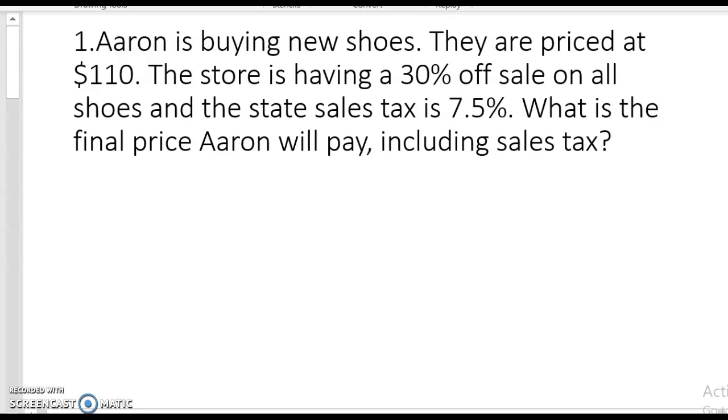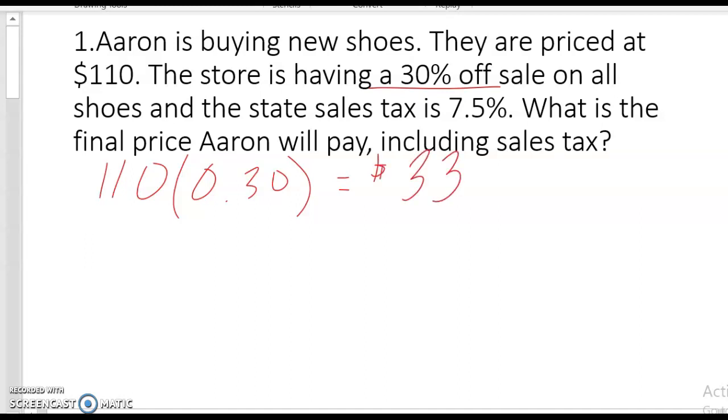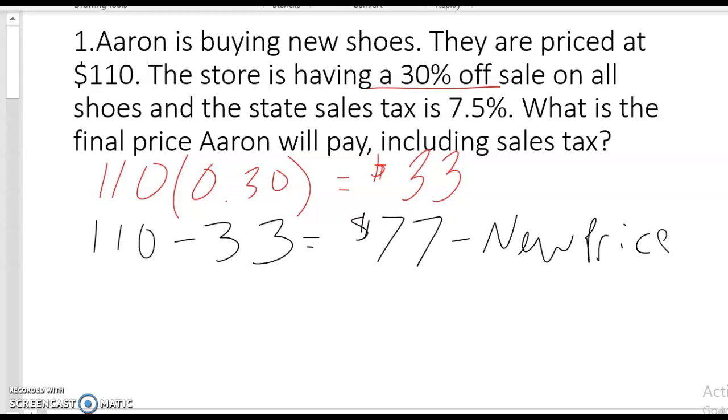Okay, so first things first, we've got to figure out the discount amount, because we know there is a sale. So we're going to find 30% of the $110. If I take the original price of the item and multiply by the discount amount, this is going to give me the amount of discount. So I'm getting $33 off of my shoes, well, if I was Aaron. So we could say, okay, they were $110, we're taking away $33, which means the new price of the shoes is $77. Okay, so we're going to pay $77.